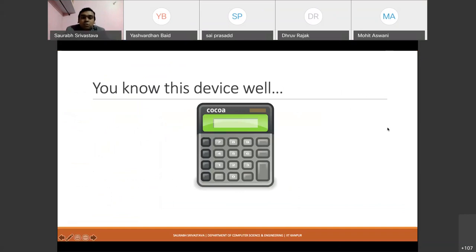Okay, so let's start. So you know this device, right? What is it? Anyone can unmute and say. Yes, sir. It's a calculator. You guys have used it, right? Yeah. So it is a computing device. It computes something. Mostly the normal calculators will do addition, subtraction, multiplication, division, probably some percent thing on that. But that is basically it, right? This is the kind of thing that you expect from a calculator.